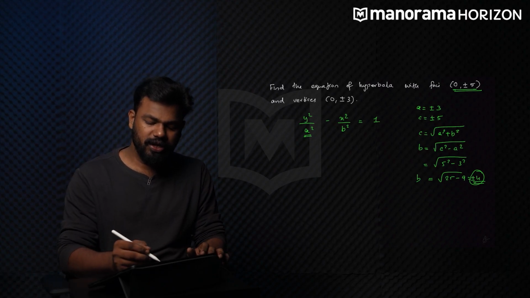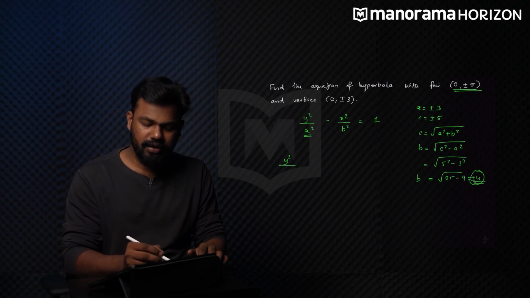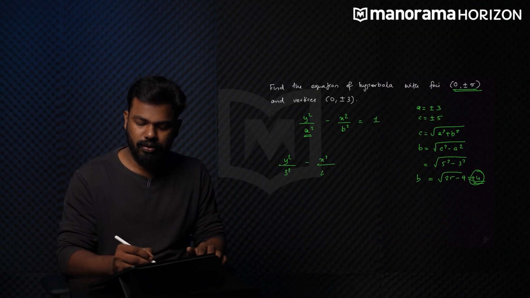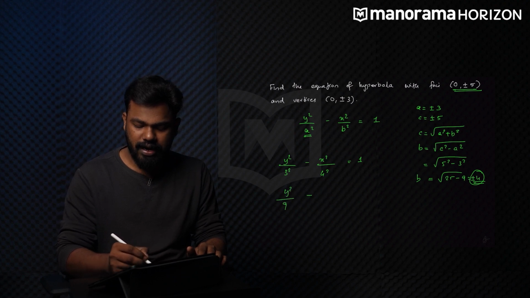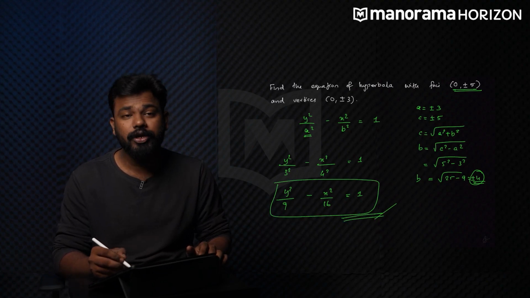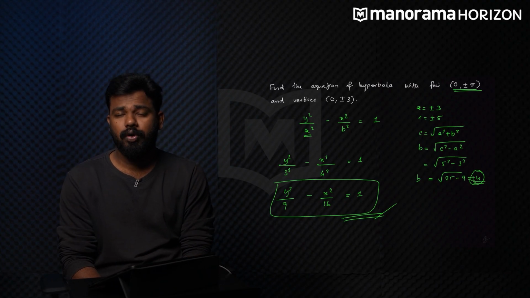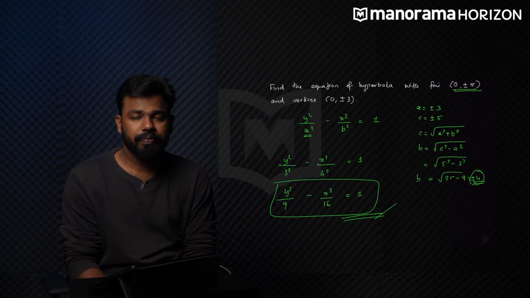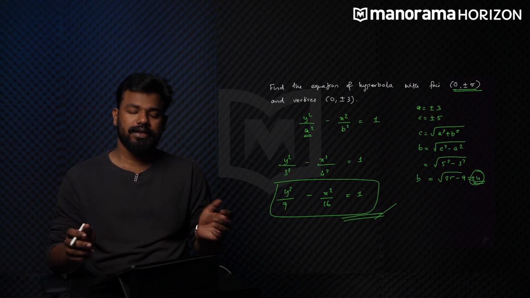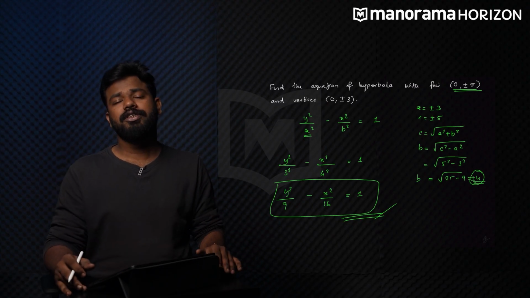You put all this in the equation: y square by a square, or 3 square, minus x square by b square, or 4 square, is equal to 1. Finally, you can write it as y square by 9 minus x square by 16 is equal to 1. This is the final equation of our hyperbola with foci on the y-axis and vertices also on the y-axis. Understood how to find the equation also.